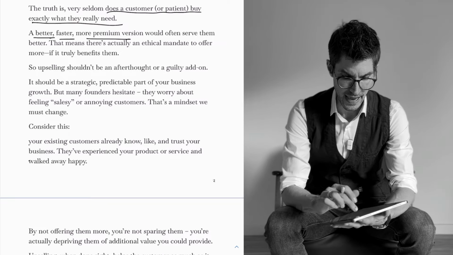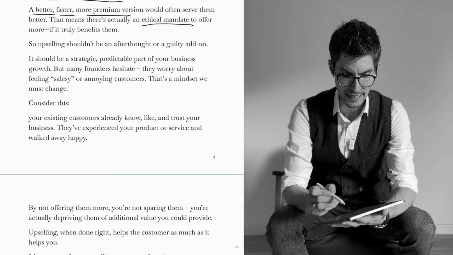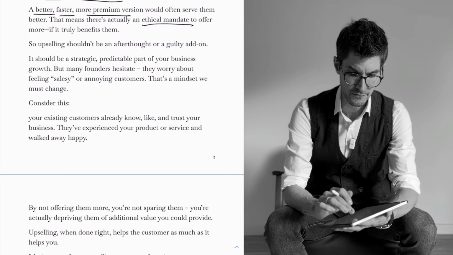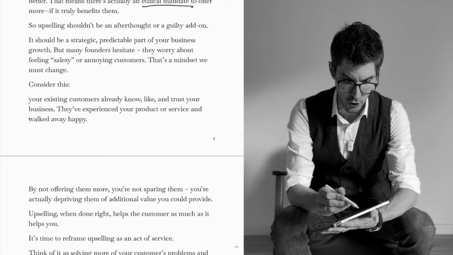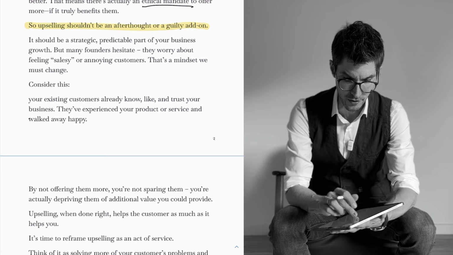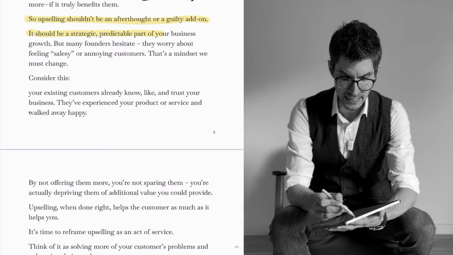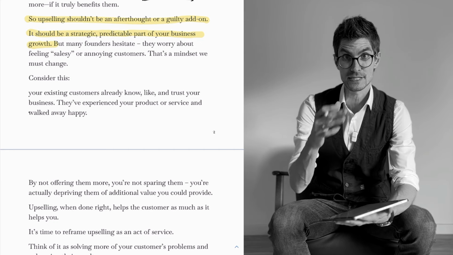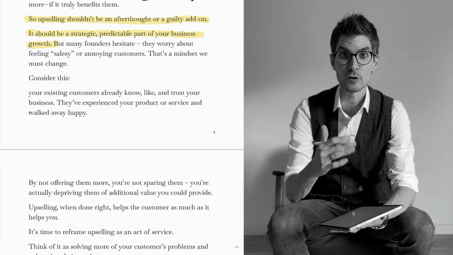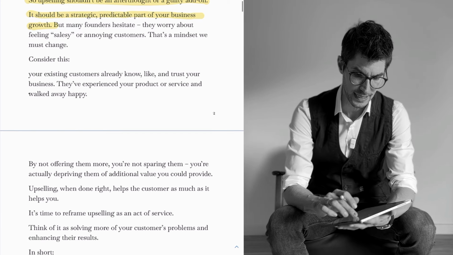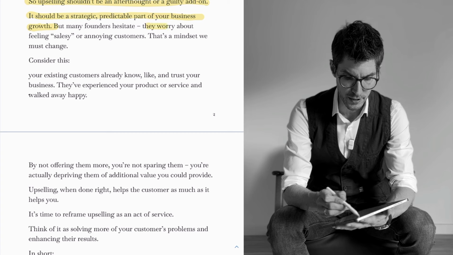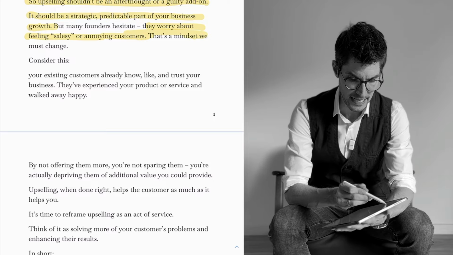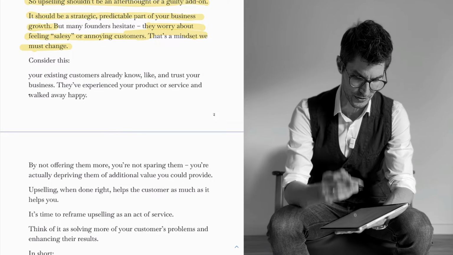And that means there's actually an ethical mandate to offer them more if you truly want to serve them and if it benefits them. So upselling shouldn't be an afterthought or a guilty add-on. It should be a strategic, predictable part of your business growth, so that you know what upsells you are introducing at what stage in order to serve your customers the best way. So rather than worrying about being salesy or annoying customers, that mindset has to change. It must change.